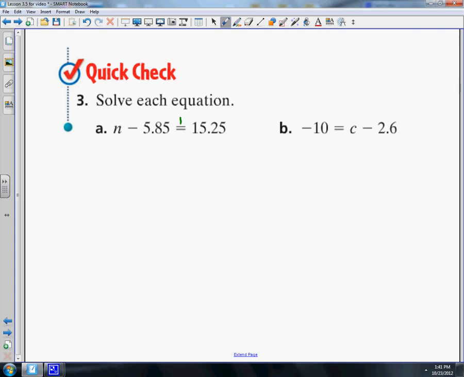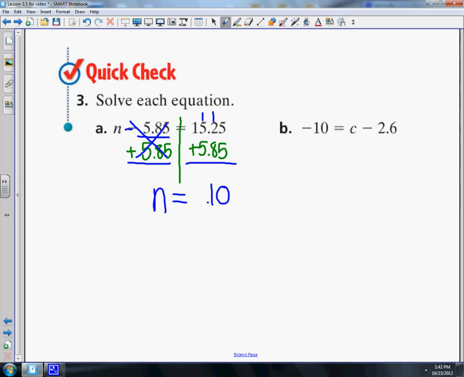All right, so I'm going to draw my line. I'm going to add 5.85 to both sides. That gets rid of it on this side. A negative 5.85 and a positive 5.85 cancel out, and I'm left with n. 15.25 plus 5.85, so let's just do our addition right here. 5 plus 5 is 10, 8 plus 2 is 10, plus 1 is 11. Bring down my decimal point. 5 plus 5 is 10, plus 1 is 11, and then 1 plus 1 is 2. So it's 21.10 is my answer.